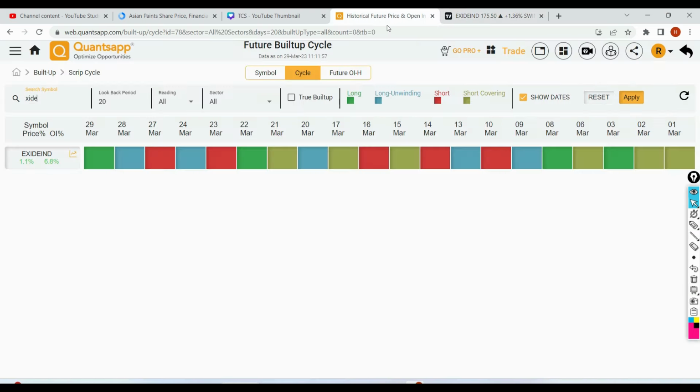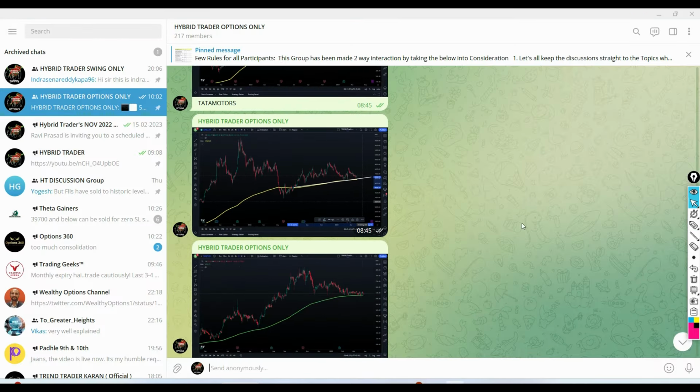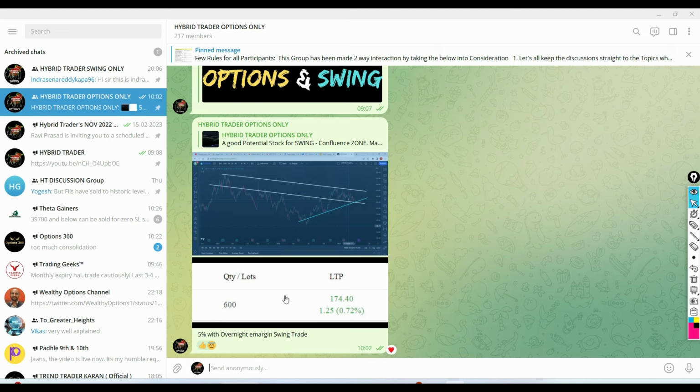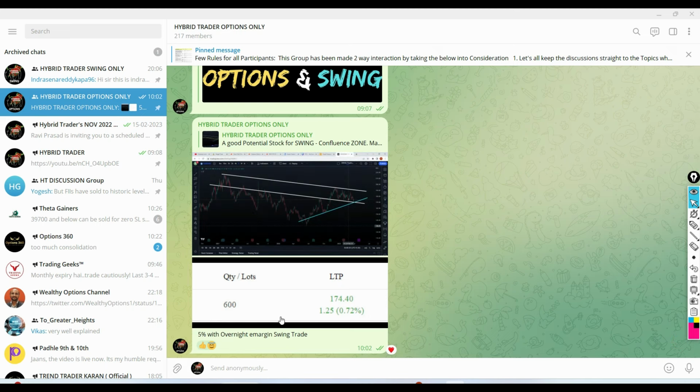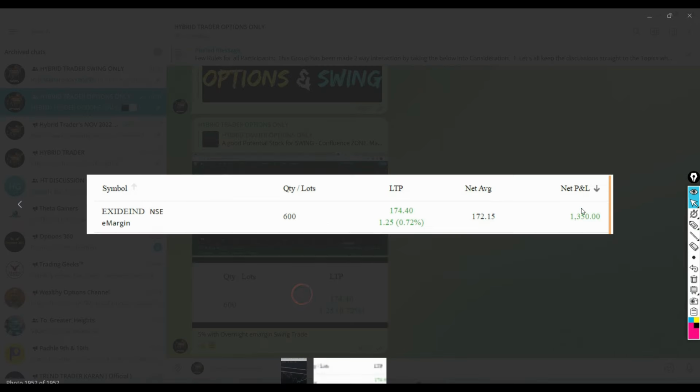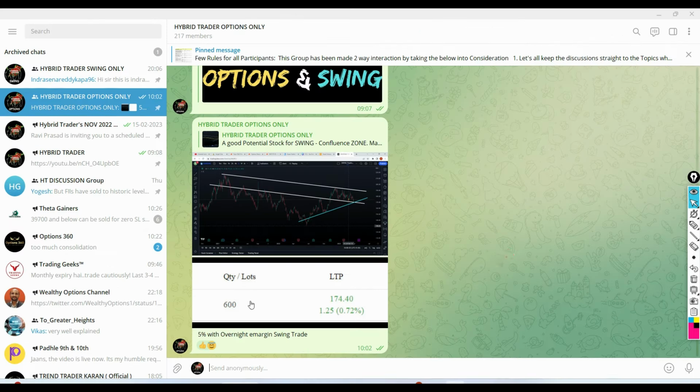And then finally, yesterday I went in as long unwinding was getting built up, and today I made almost 1% profit. That's what I said in my post. Check this, this morning I said I made 5% with overnight margin. I entered this trade, and check this, I made almost 1350. I deployed just 25,000, the remaining 75,000 I took from the margin. That's the reason I mentioned 5% profit with overnight margin swing trade. Ideally I got 1%.